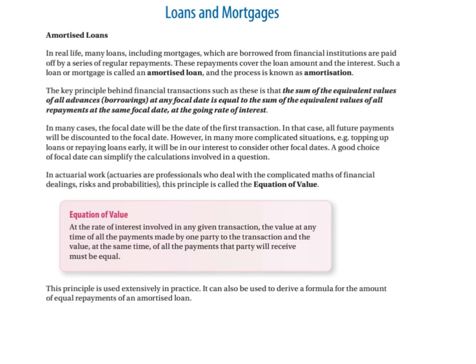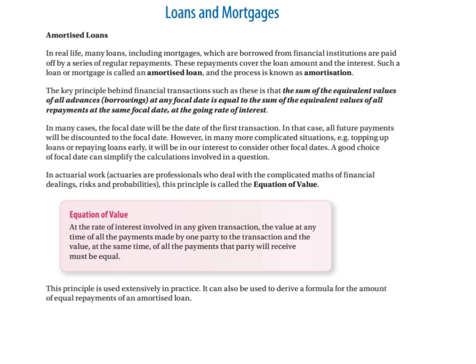Hi guys, in this video we're going to look at loans and mortgages, and specifically something called an amortized loan. These are the sort of loans that you get in real life, such as mortgages, car loans, etc. Each of these loans is paid off by a series of regular payments, so you pay exactly the same amount every single year or month. Normally it's a month if you're looking at a mortgage or a car loan, for example. Okay, so that's what an amortized loan is.